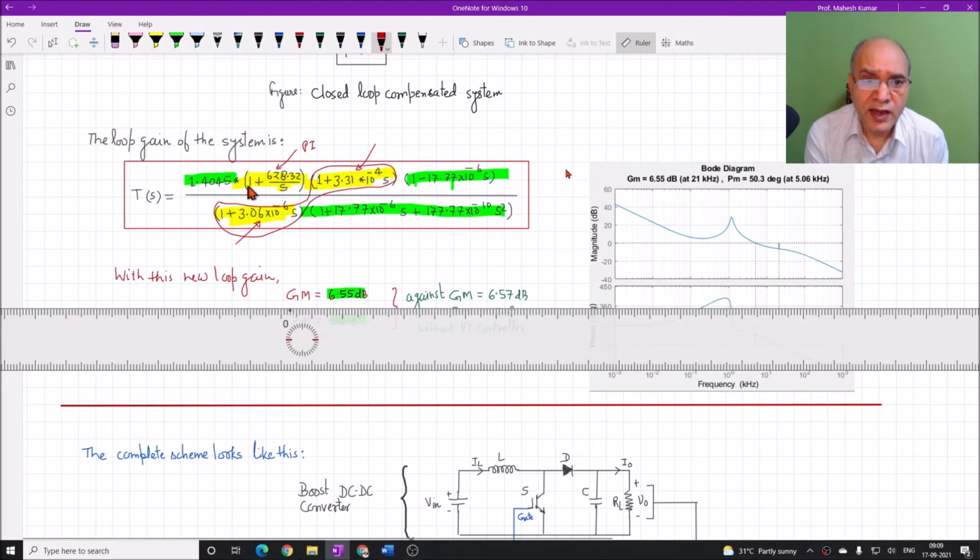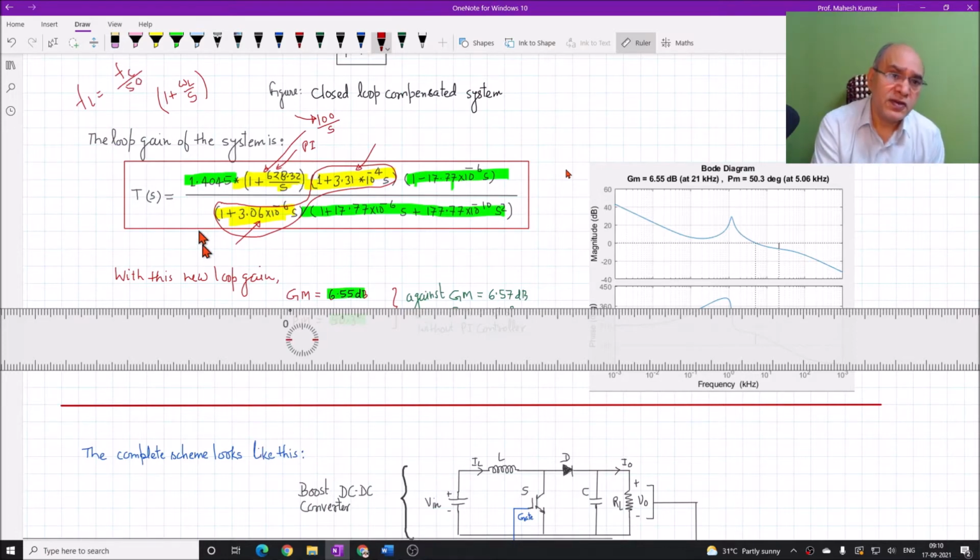Last time I have taken this as 100. Actually 100 was the FL, not omega L. This term corresponds to 1 plus omega L by S. Omega L for lower frequency basically. So we designed PI controller at the lower frequencies. But we designed as a FL equal to FC by some 50th. Okay, FC divided by 50.